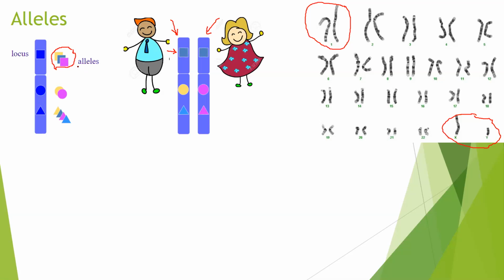Different forms of this gene, we give a name: alleles. So different forms of the same gene, we call them different alleles. For example, at this locus, or at this position, the two alleles are identical for this gene, right? The same shape and the same color. But if we look at this locus, the same shape means the same gene, and a different color means different alleles. The same thing here.